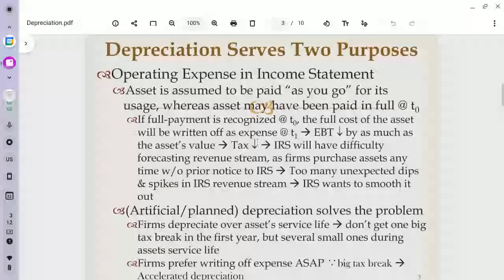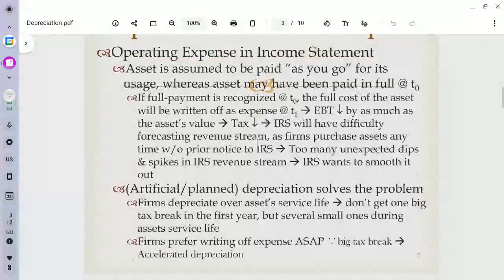So that's why the depreciation is artificial. The depreciation appears in the balance sheet, right? On the fixed asset side, after adding up the fixed asset values, you need to subtract depreciation. But it also appears in the income statement. Depreciation also appears in the income statement as a line item in OPEX.